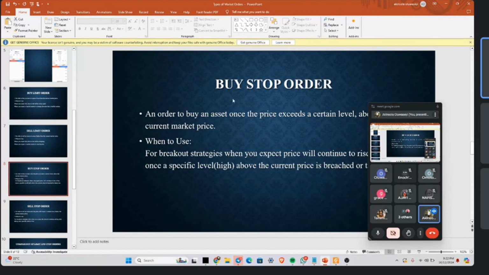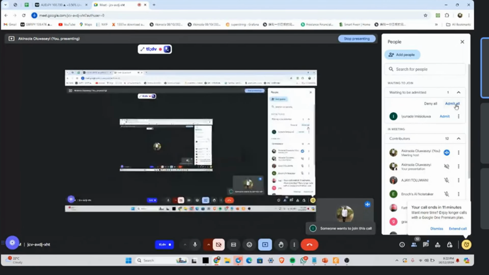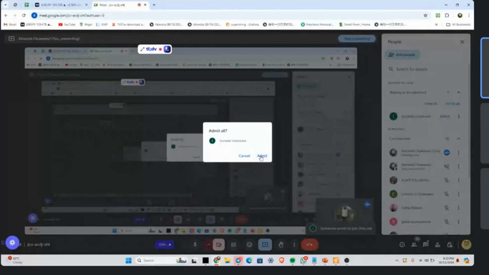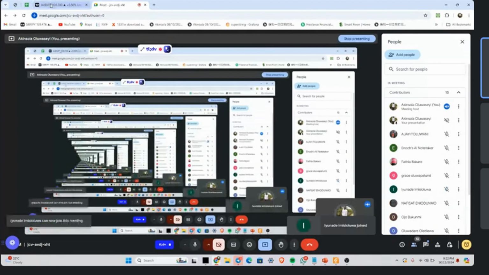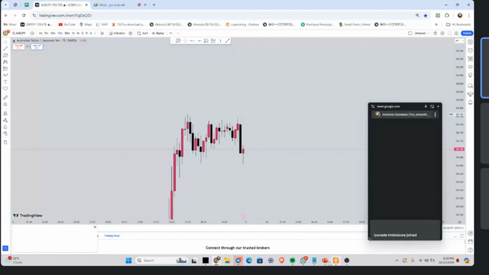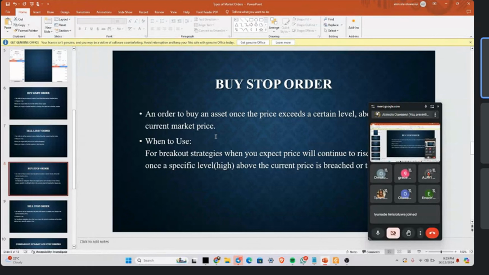Buy stop order. Now, one thing about this is, take note of something. Number one, buy stop is related to buy limit. Buy stop is actually an order you give to your market. It is an order to buy an asset once the price exceeds its current price.